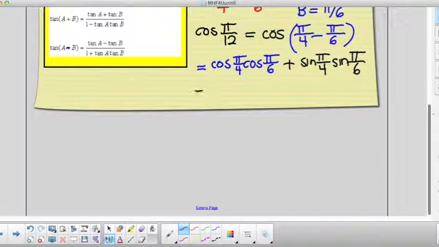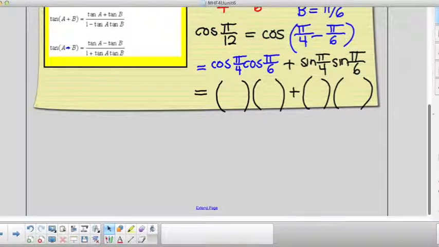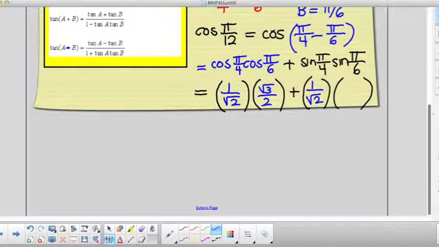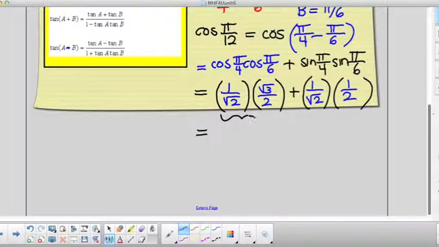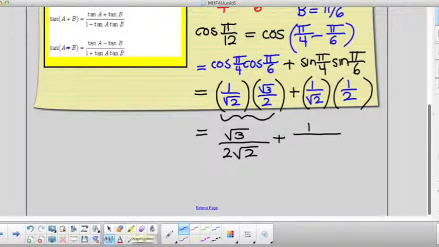So now we can plug in all the exact values that we know from our special triangles. And again, you have to memorize this and know how to draw your special triangles in order to come up with the next line. But I know that cosine of pi over 4 is 1 over root 2. Cosine of pi over 6 is the same as root 3 over 2. Sine of pi over 4 is 1 over root 2. And sine of pi over 6 is 1/2. So now we multiply our values together, and the first two values give root 3 over 2 root 2, plus 1 times 1 is 1 over 2 root 2.